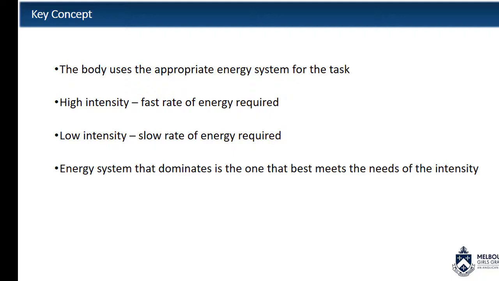It sounds complex already, and that's because it is. And because it's complex, it provides energy slower. So it can't meet the demands of our task when we sprint, but it can meet the demands of our task when we walk or when we jog. And the driving idea behind energy system use is that the one that dominates is the one that best meets the needs of the task or the intensity of the exercise.